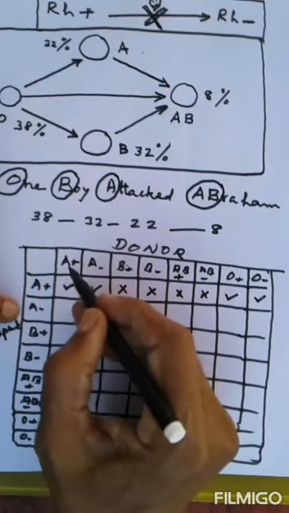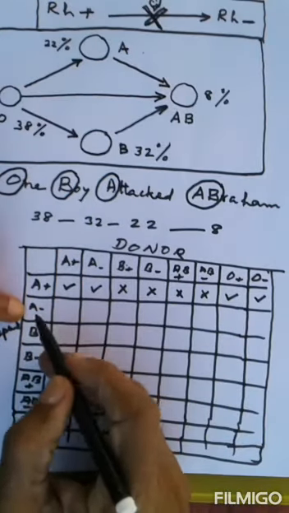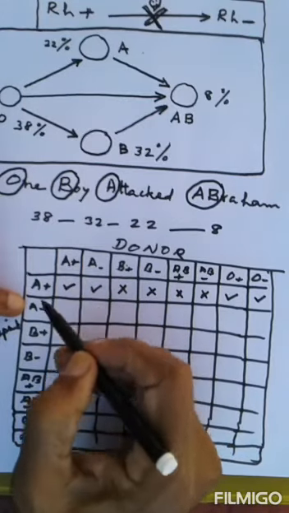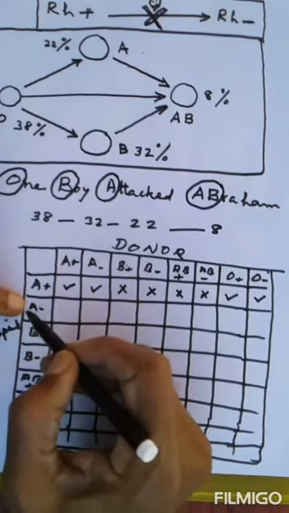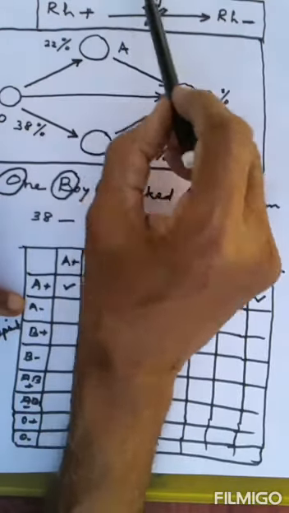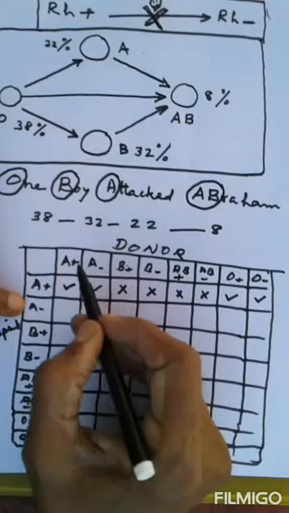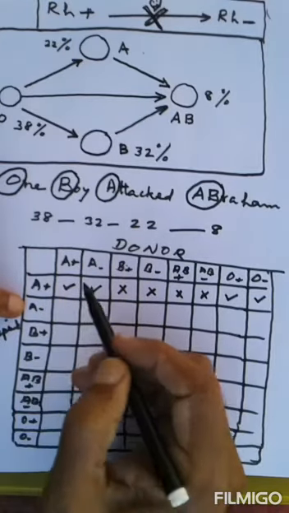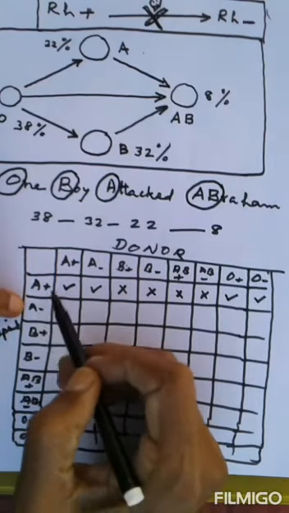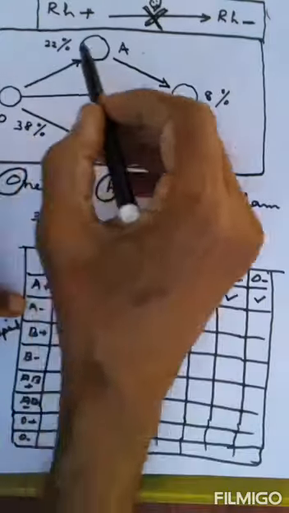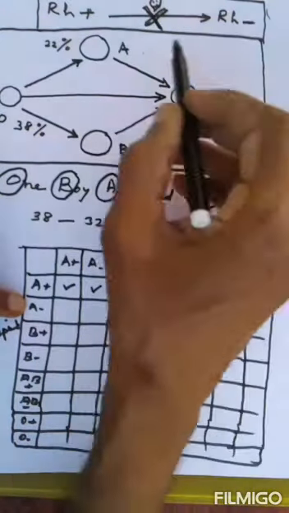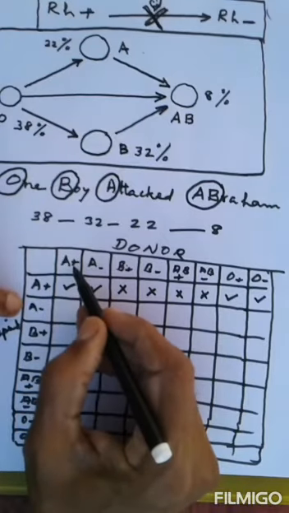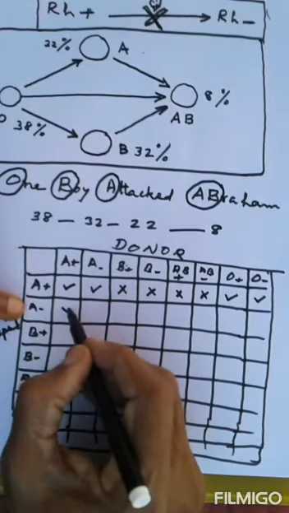Now we will go for the next one. A plus to A minus. Is it allowed or not? A to A is allowed because same blood. But here we are violating the second rule, the RH rule. Here it is positive, and here it is negative. So even though A and A are the same in the main category, the RH is not matching. So we cannot give A plus to A minus. So I will put an undo mark.